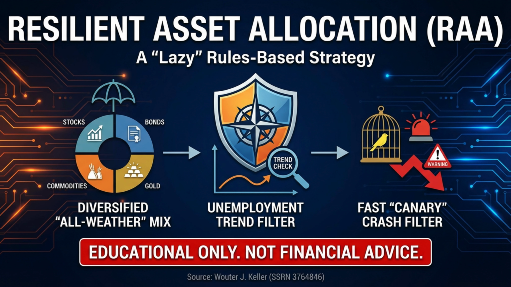This video is based on Wouter J. Keller's paper, Lazy Momentum with Growth Trend Timing, Resilient Asset Allocation, available on SSRN. I'm going to translate the strategy into plain English: what you hold, what signals you check each month, when you go risk on versus risk off, and how it did in the author's long backtest. This is for education, not financial advice, and backtests can look great on paper and still disappoint in real life.